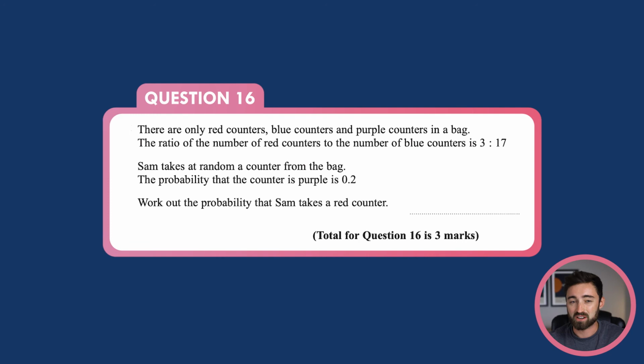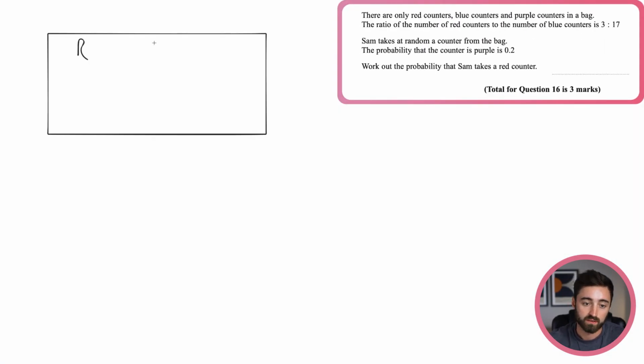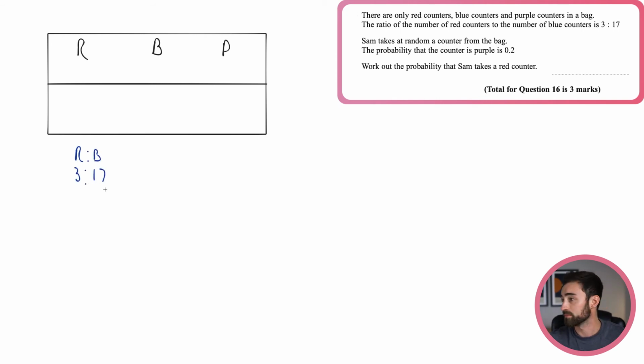So question 16 is looking pretty grim. Okay, so we've got red counters, blue counters, and purple counters in a bag. Right, so we've got the reds, the blues, and the purples. Sick. What else do we know? The ratio of the number of red counters to the number of blues is 3 to 17. Okay, so red to blue, 3 to 17. We're going to have to use that at some point.